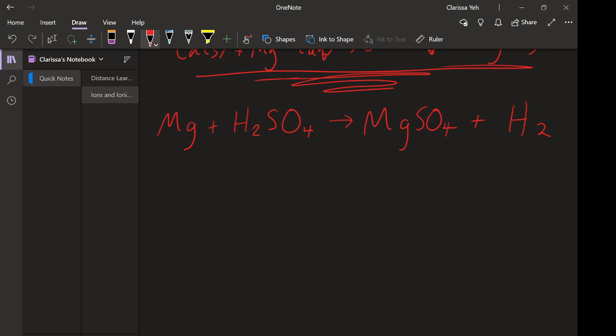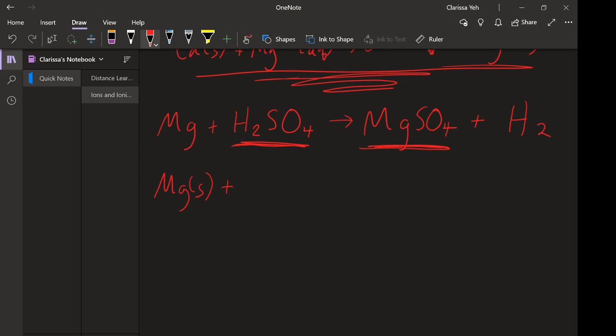Now remember, the first step is to split up anything that would be dissolved. So compound, compound, those two would get dissolved. Everything else would stay the same. I'm going to add the state symbols on now. Mg is magnesium, that's a solid, and that's staying the same. And then the H2SO4 gets dissolved.